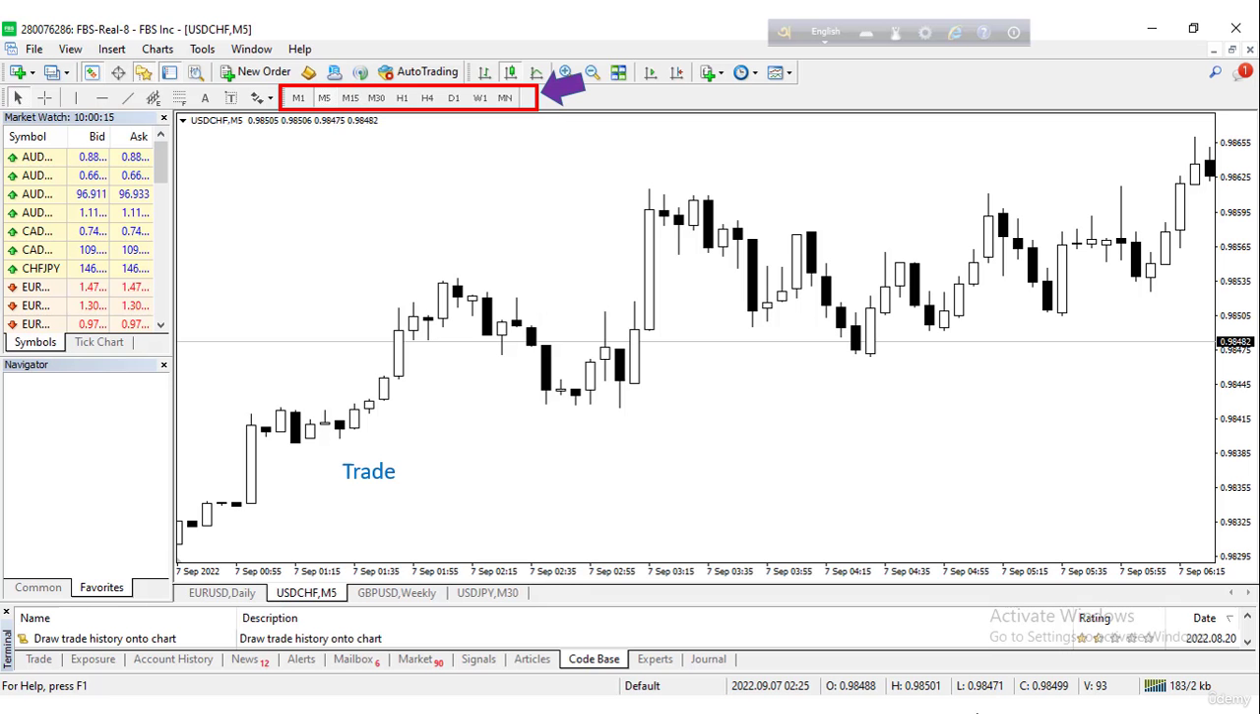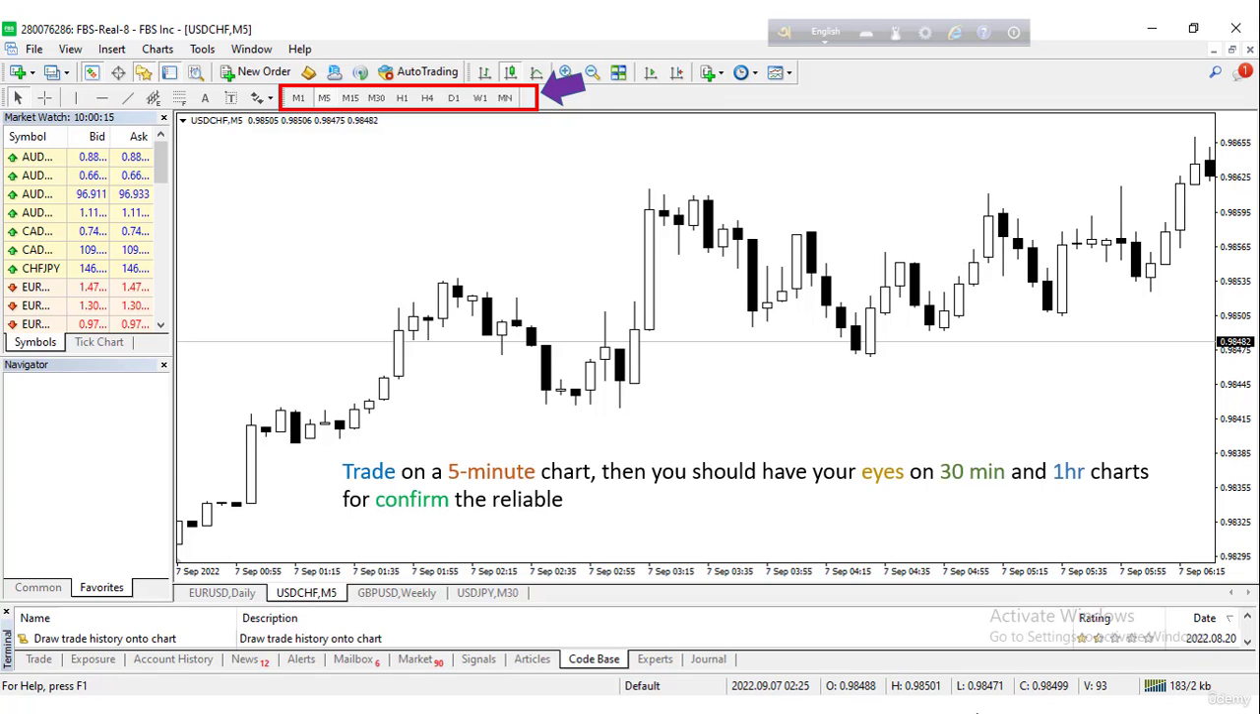If you trade on a 5-minute chart, then you should have your eyes on the 30 minute and 1 hour charts. If you trade on a 15-minute chart, you should be checking out the 1 hour and 4 hour charts to confirm a reliable trading position. You should keep an eye on the higher time frame because the higher time frame will give you the best price action patterns and the best trade opportunities in the market.